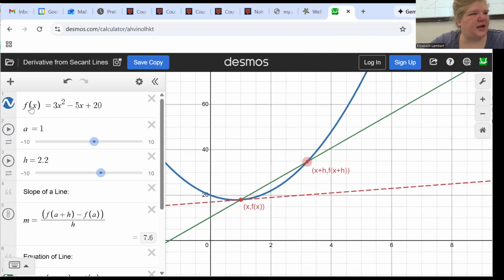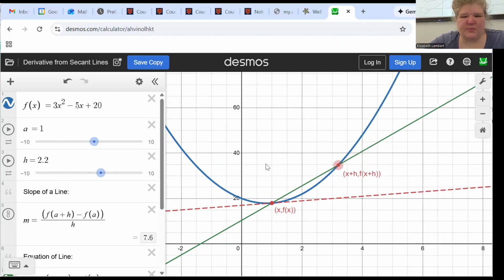So we have here a function, 3x squared minus 5x plus 20. We have an a value selected, and we have an h value selected. The a value is just some point on the blue graph, and it fixes it as x comma f of x. And then h is changing the distance from that a value to the secondary point.